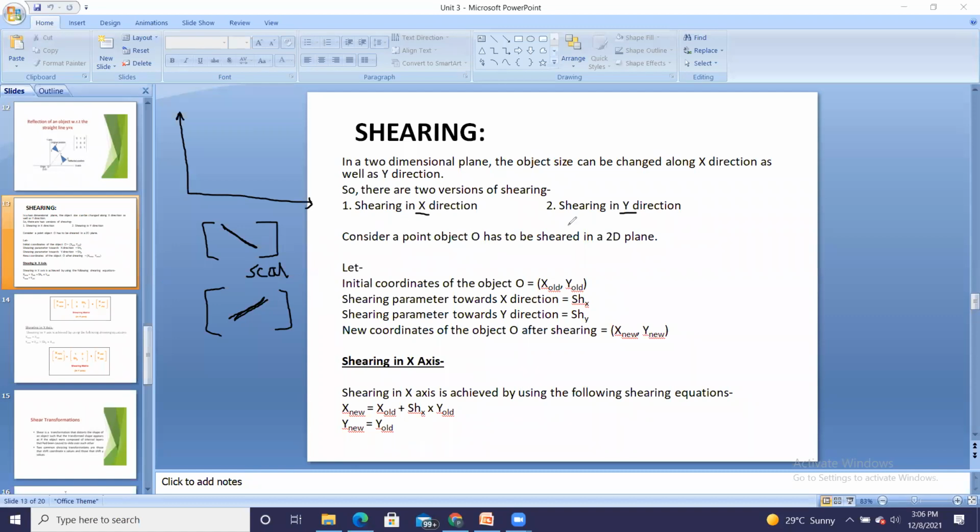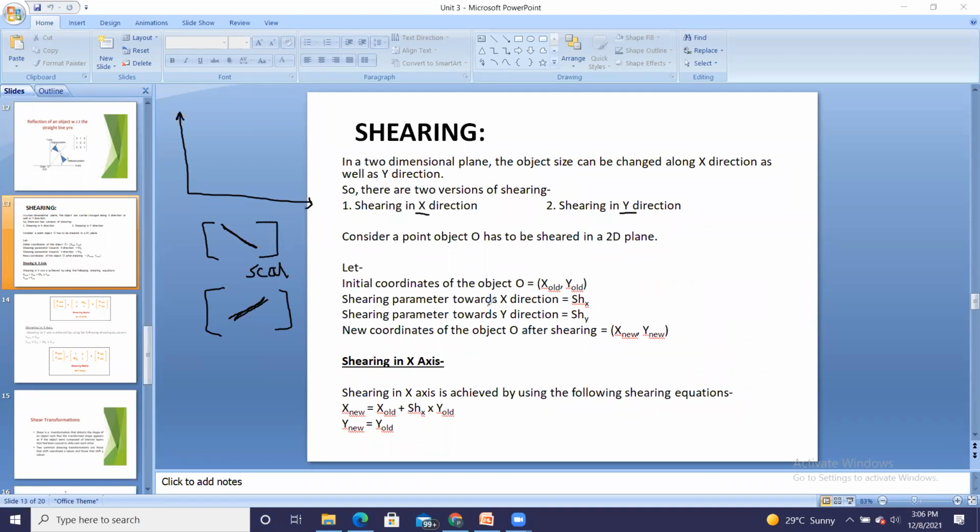Okay, so these off diagonal elements are responsible for them. Okay, so let us see how the shearing takes place. So consider any object where x and y are the original coordinates. So old represents the initial coordinates of the point. So a point is there, any point with x and y value, x old and y old.